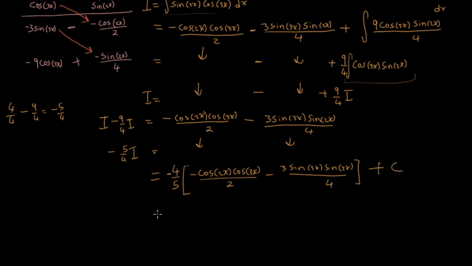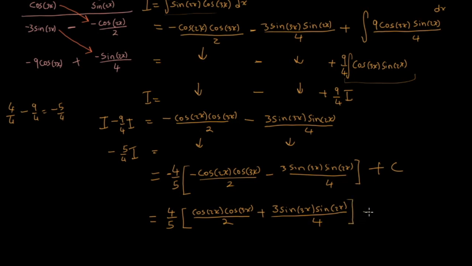Of course, we can leave it in this form, but we like to simplify. So what we would get is 4 over 5 times cos 2x cos 3x over 2 plus 3 sine 3x sine 2x over 4, plus c.